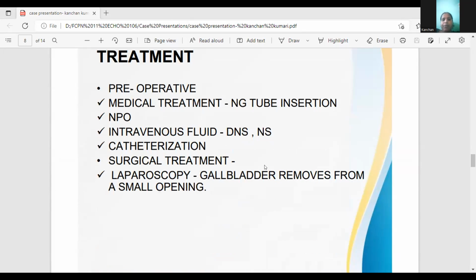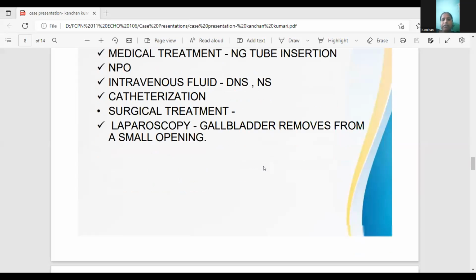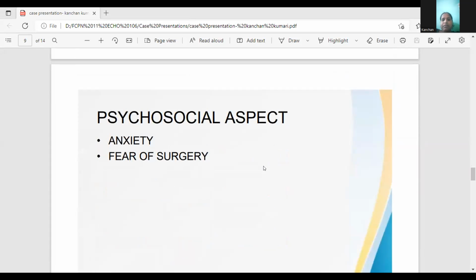Treatment: preoperative medical treatment, NG tube inserted, NPO, IV fluids DNS and NS, catheterization. Surgical treatment: laparoscopy, the gallbladder was removed through a small opening. Psychological aspect: anxiety, fear of surgery.